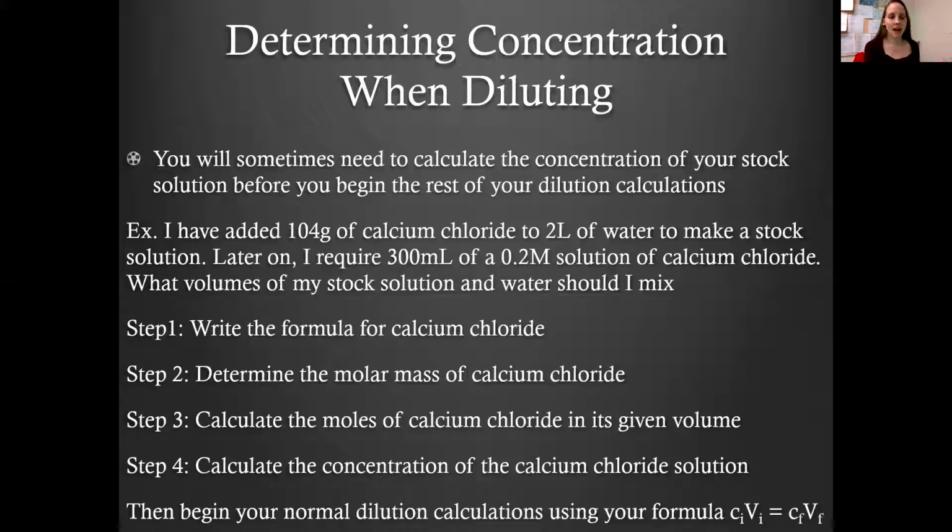In order to do that, we have to take the mass of the powder or solid that we're starting off with, convert it into moles, because we can't do very many calculations with mass. So we use our moles equals mass over molar mass to convert our mass of solid into moles. Once we have moles, as long as we have volume, we can then find our initial concentration and then go from there.